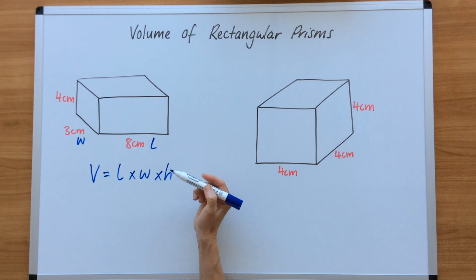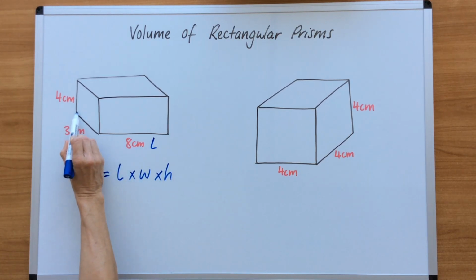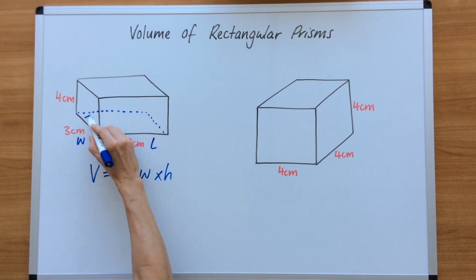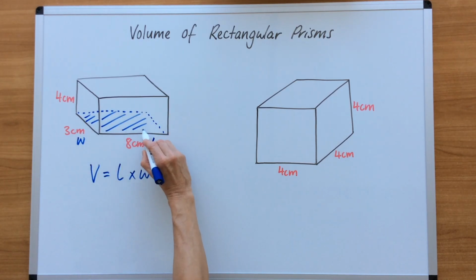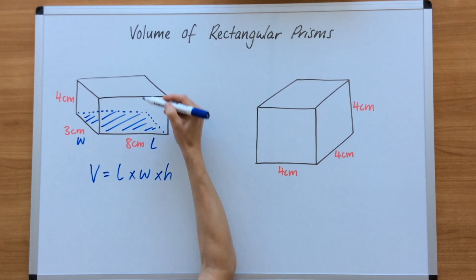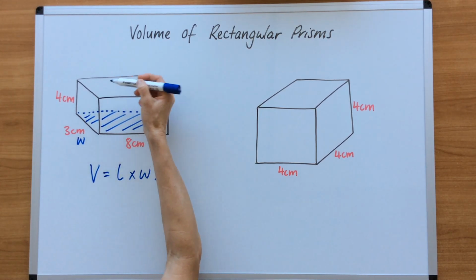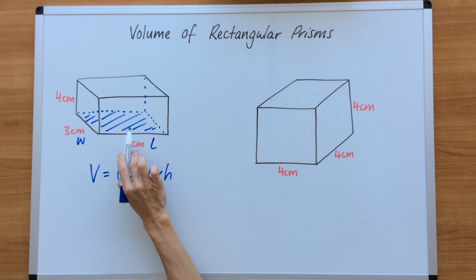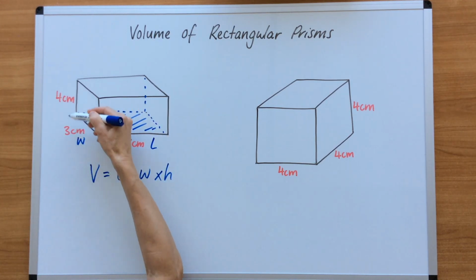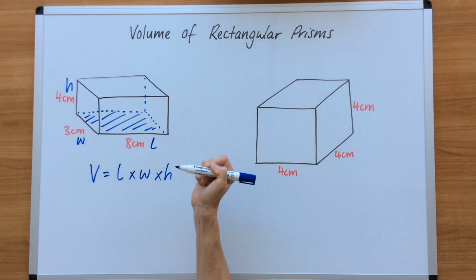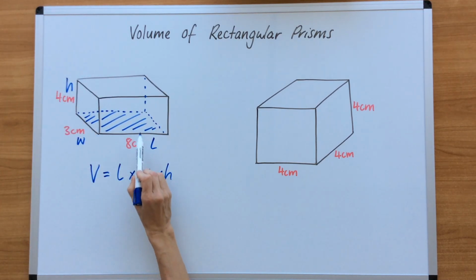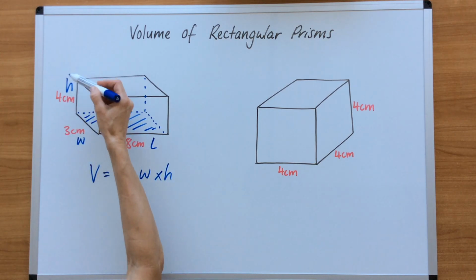So technically speaking, what we have here is the shape of a rectangle, okay, as a base. So we're going to figure out that. So with the length and the width, we find the area of the base and then we multiply it by the height. Okay, so length times width times height. So basically volume is the area of the base shape times the height.